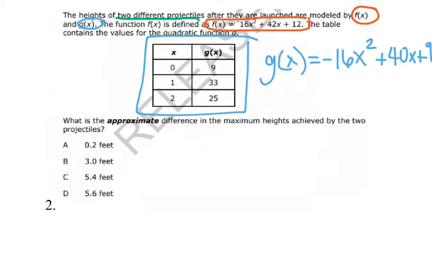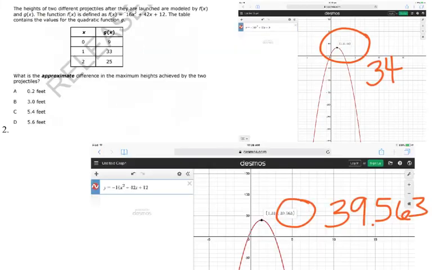So the red one, f of x, and the blue one, g of x. So pause the video again and graph those in Desmos or whatever you use and find the y-coordinate of the vertex because y represents height. Okay, so after graphing them in Desmos and coming up with the y-coordinates of the vertexes, I got 39.563 and 34.